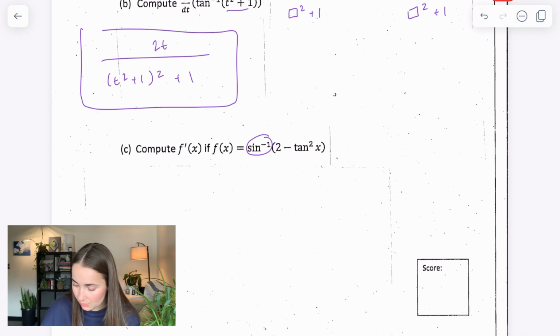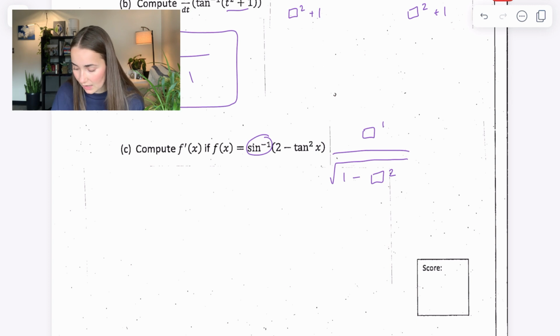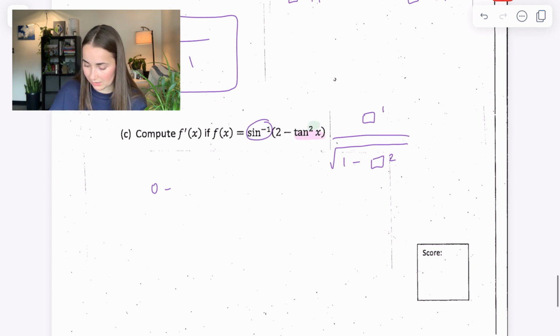So if we remember that derivative, we have 1 over the square root of 1 minus the inside squared, times the derivative of the inside. Or once again, we can rewrite that as the derivative on the numerator and we have that in the denominator. So if I do that, I want to take the derivative of the inside. We get 0 minus, and now what we actually have to use here is chain rule. So think about this as the inside is tangent and the outside is the power of 2. I'll go ahead and set up chain rule so we can see that.